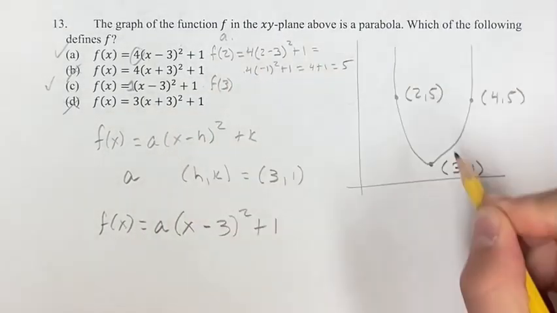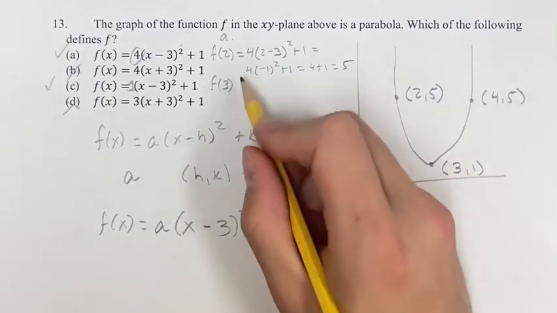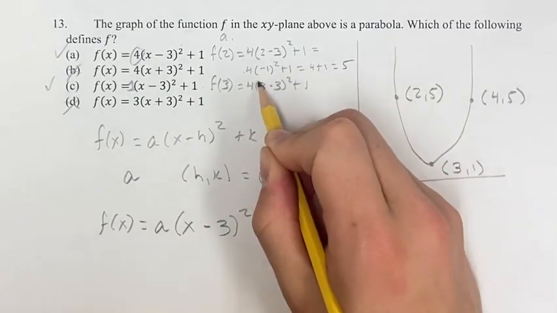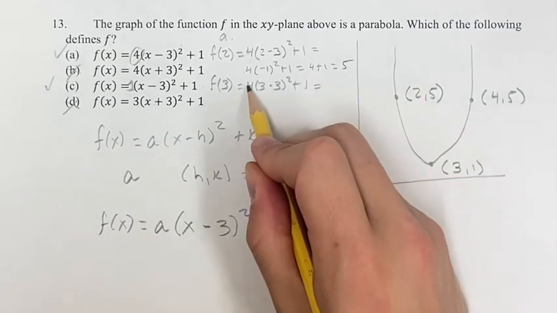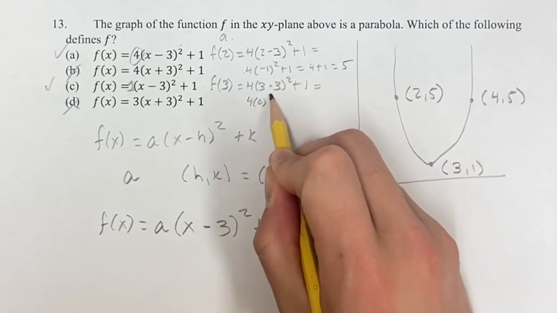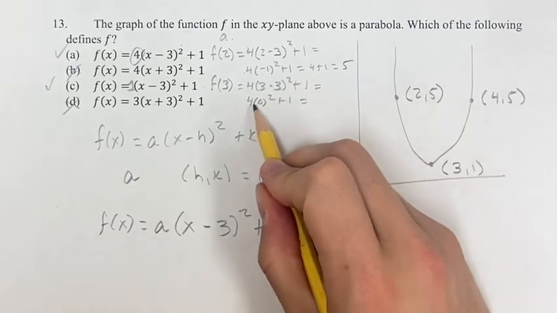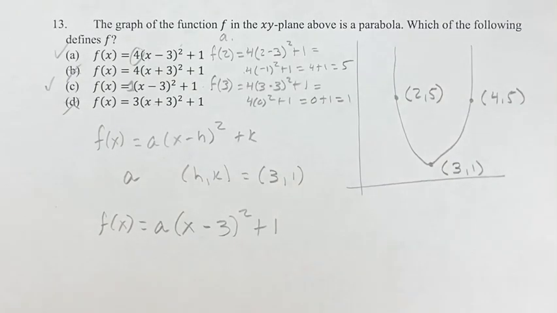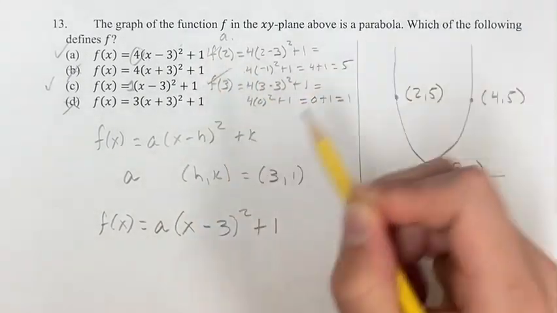f of 3, we're looking for 1 here, is equal to 4 times (3 minus 3) squared plus 1. Again, just plugging in 3 for x. 3 minus 3 is 0, so it's 4 times 0 squared plus 1. 4 times 0 squared is just 0, so 0 plus 1 is equal to 1. So this point checks out too.